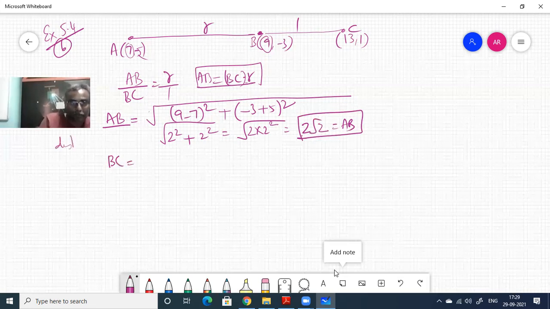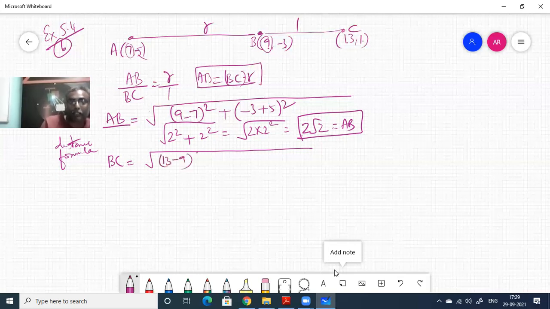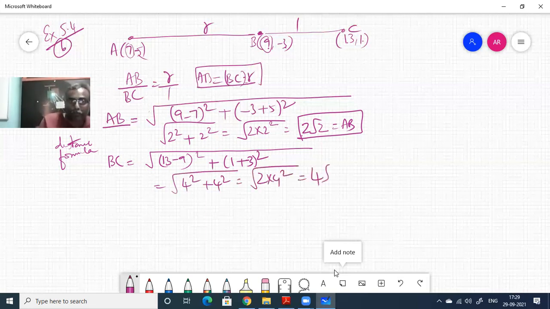Now you find BC using the distance formula. BC is equal to the square root of x2 minus x1 the whole square plus y2 minus y1 the whole square. Like that you take. 13 minus 9 the whole square plus 1 plus 3 the whole square. 13 minus 9 is 4 squared, 1 plus 3 is 4 squared. That is equal to root of 2 into 4 squared. So 4 root 2 is equal to BC.